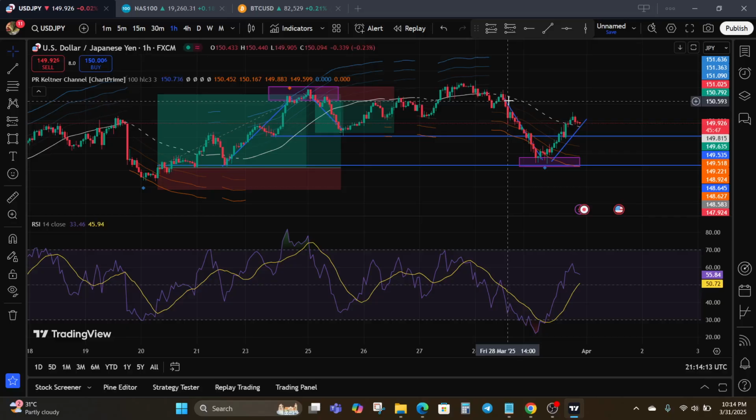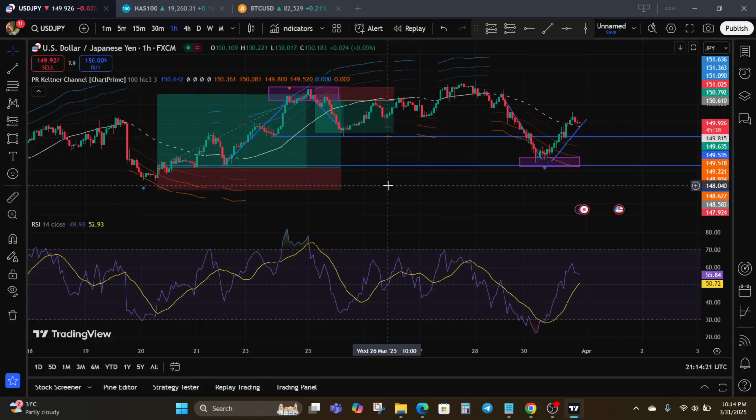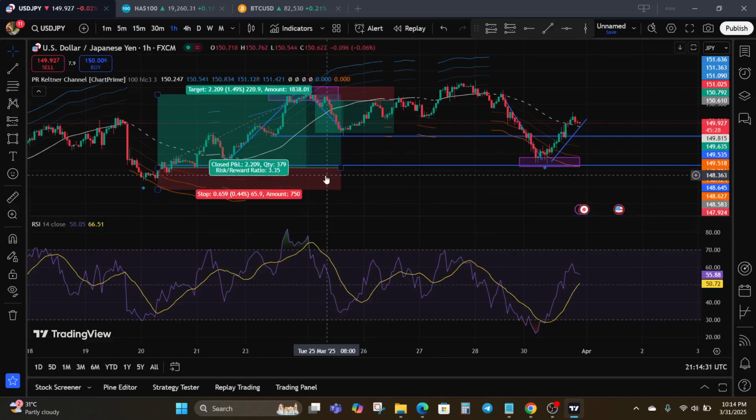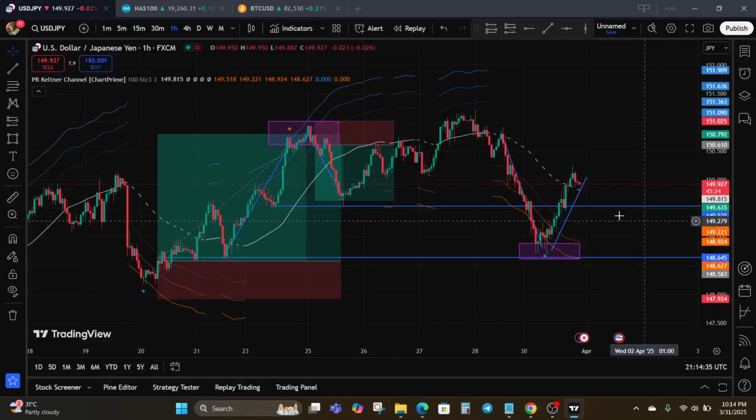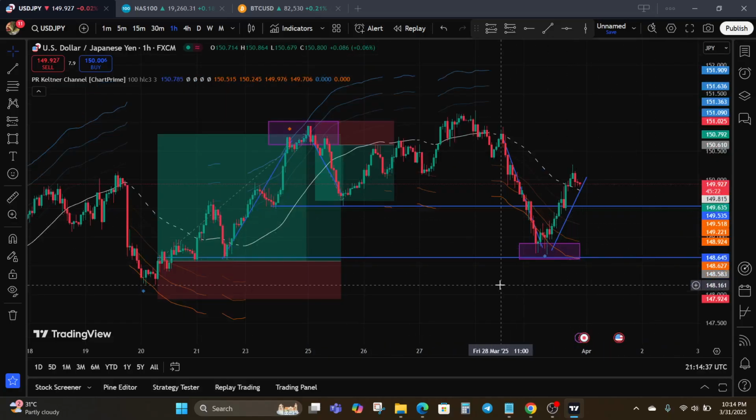Now, the Polynomial Regression Keltner Channel is an effective indicator for traders who are looking to identify trade opportunities with precision. Whether you trade Forex, stocks, or crypto, this indicator helps you filter out noise and trade with confidence.